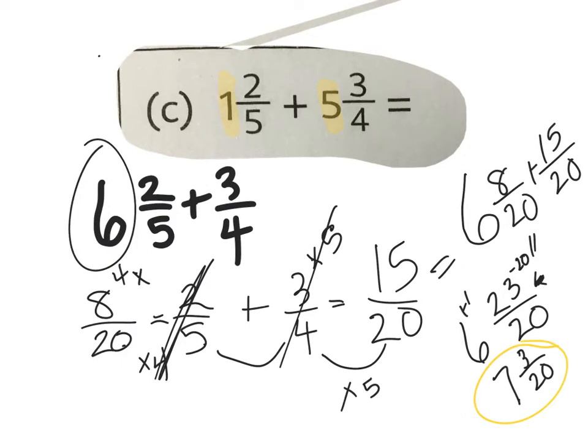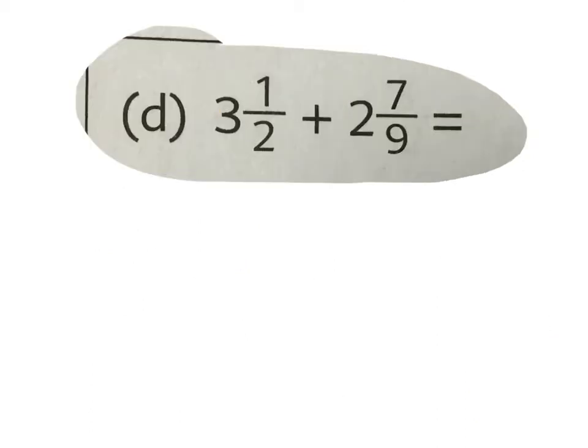3 does not go into 20 evenly, and 3 is a prime number. Let's try the next one. 3 1/2 plus 2 7/9. So first thing, what do we do? Add the whole numbers. So now we have 5 and 1/2 plus 7/9. Now I did that because I wanted to have a little room to change the denominators.